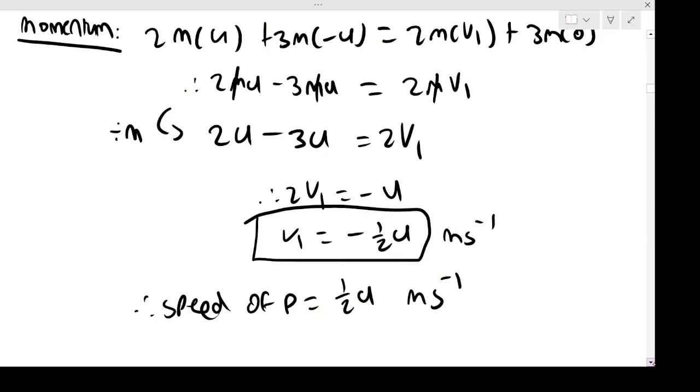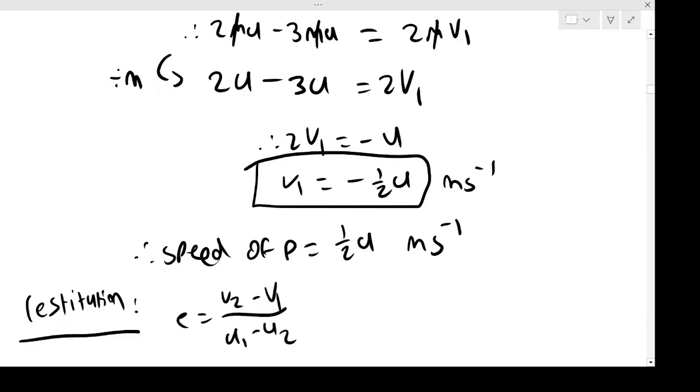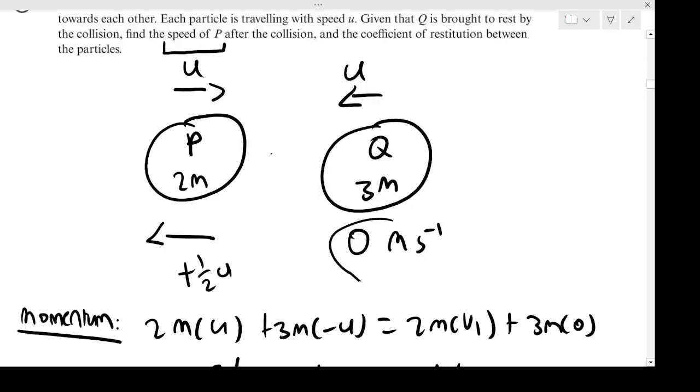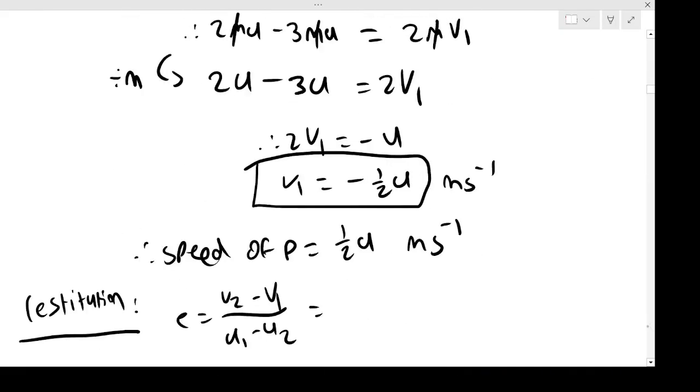Okay, then it wants to find the restitution. So again, that's going to use E, which is V2 take away V1 over U1 take away U2. Okay, well in this case, V2 is actually 0. And then we're going to be taking away V1. Now, the direction is negative, so we need to negate our answer. Okay, so it's going to be 0 take away minus a half u. Okay, and so there we are.